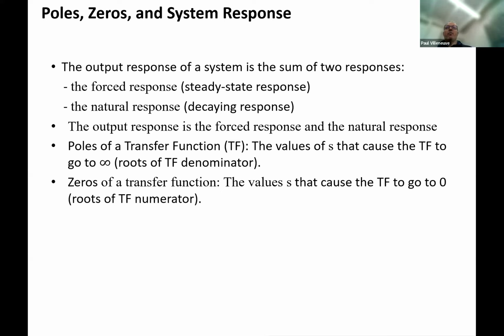So if you have a root, remember that's when you evaluate at that root and the equation evaluates to zero. So with a zero in our transfer function, we're going to get our transfer function evaluating to zero. So it's 0 divided by something is going to be 0. In the case of a pole, if we evaluate at that root, then our transfer function goes to infinity because we have a 0 in the denominator.